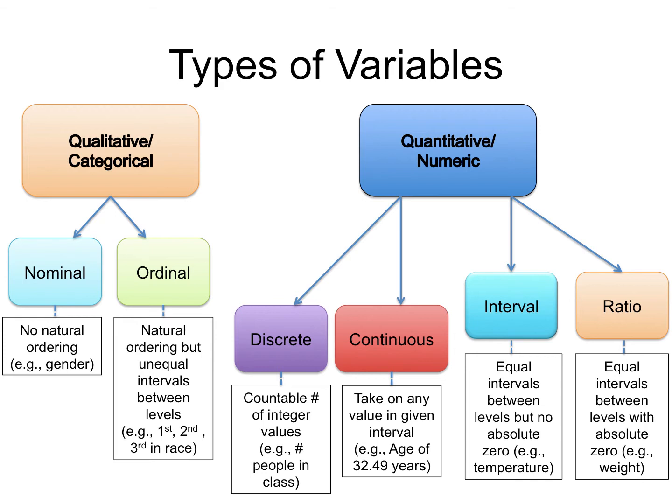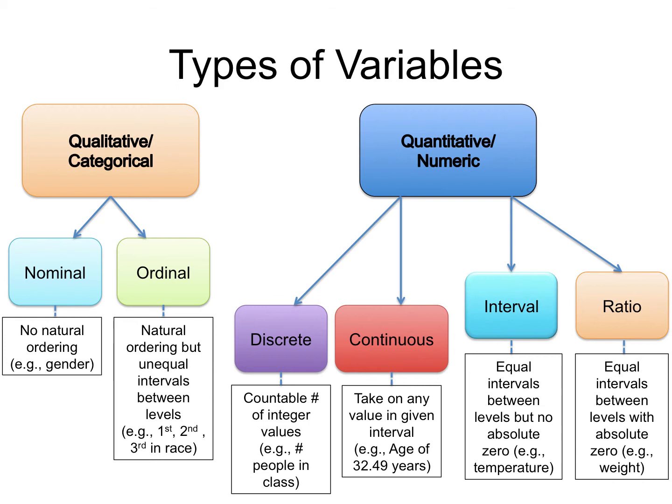Other quantitative variables are measured on the ratio scale. With ratio variables, there are equal intervals between each level with an absolute 0. For example, you can have a weight or a height of 0. And most quantitative data is on the ratio scale.